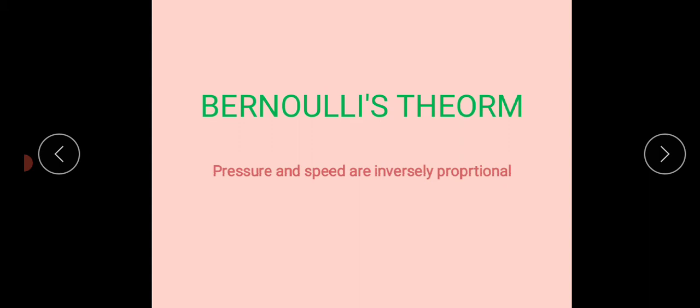Bernoulli's theorem states that there is a relation between pressure and speed. The pressure is inversely proportional to speed. What is inversely proportional? If pressure increases, speed decreases. If pressure decreases, speed increases. So pressure and speed are inversely proportional, an inverse process in all places.